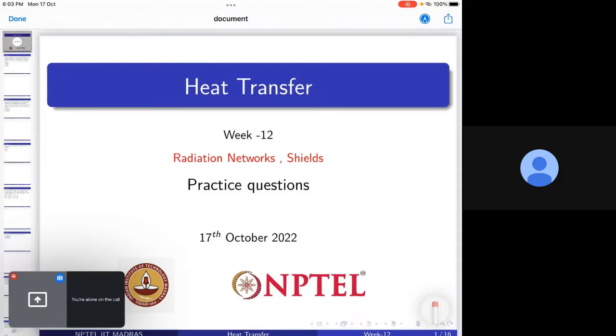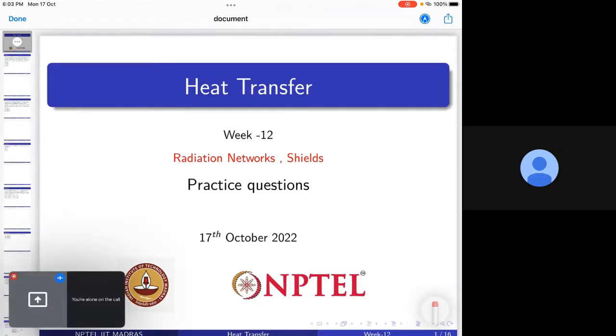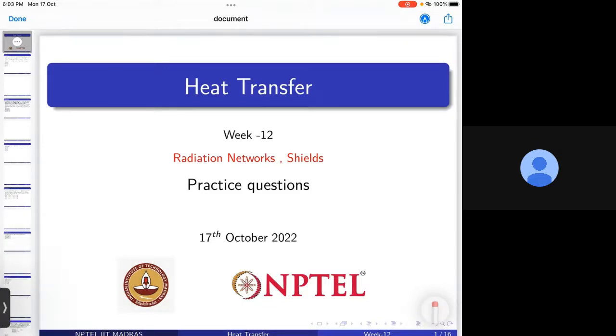So today is our week 12 session, and today we will be discussing the topics related to week 12. Let's have a brief recap of the topics that were covered. It was a continuation of the topic radiation. In this week 12, the radiation networks and the radiation shields were discussed.